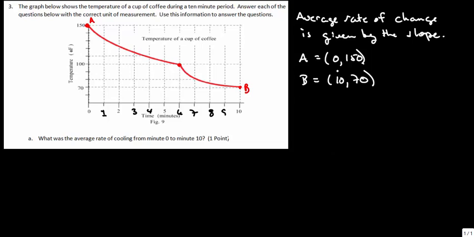So to find the average rate of change in the temperature, I'm going to take the change in the y values and divide it by the change in the x values. Our y values, that's change in temperature, and our x values, that's change in time. So what is our change in temperature? It's clear that we went from 150 down to 70, which is an 80 degree change. So we've got 150 minus 70. Now I could have done it in the other order, and that would have made this value negative.